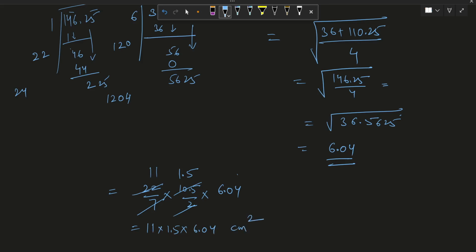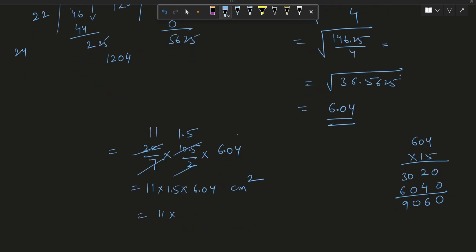Okay students, so first step we'll do 604 into 15, which is 0, 2 carry over, 30, then 0 1 4 0, and then 6 you add 0 6 0 9. So what did you get over here? 11 into 9060. 3 decimal places, keep it over here. When you multiply, you can write it as 11 into 9.06 centimeter square, which will be what? 6 as it is, 6 plus 0, 0, 0 plus 9, 9, and then 9 and 2. This much centimeter square is the CSA.